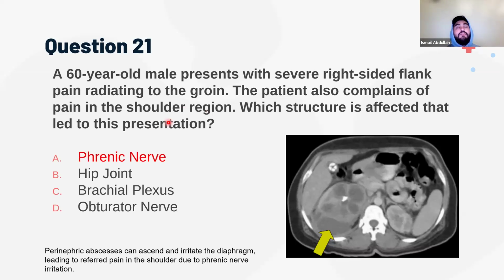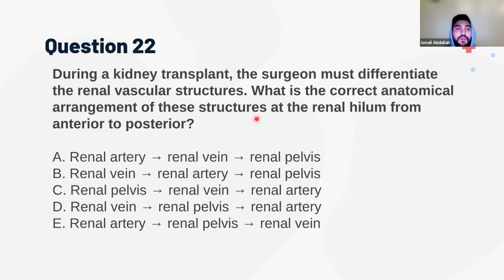Because sometimes when you have a psoas abscess, it could either ascend or descend. When it ascends, it will go to the diaphragm and irritate the phrenic nerve, leading to referred pain in the shoulder region. But if it descends, it's going to affect the hip joint. So that's why sometimes people will come with a psoas abscess complaining of pain in the hip. So yeah, the phrenic nerve is correct because of the pain in the shoulder.